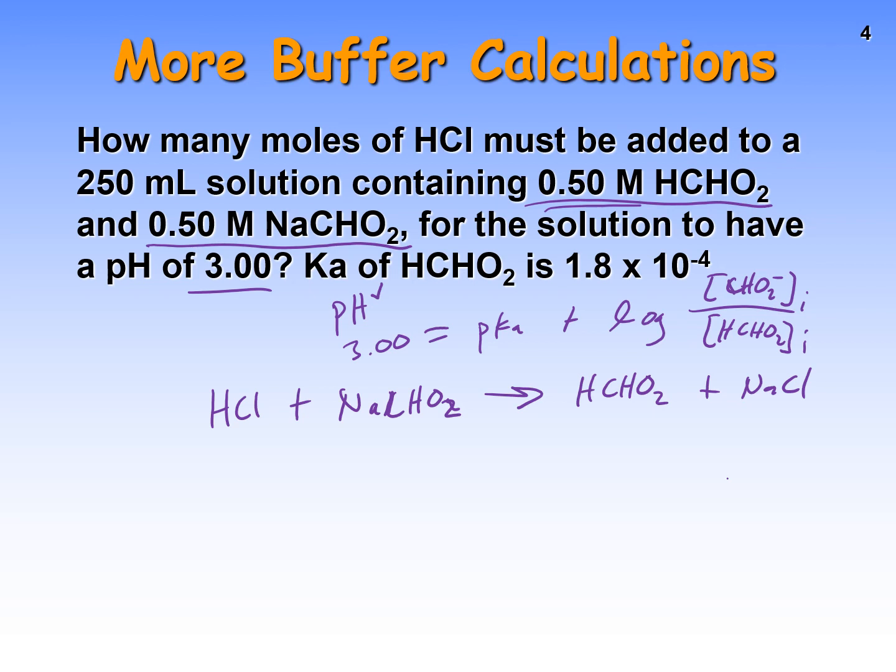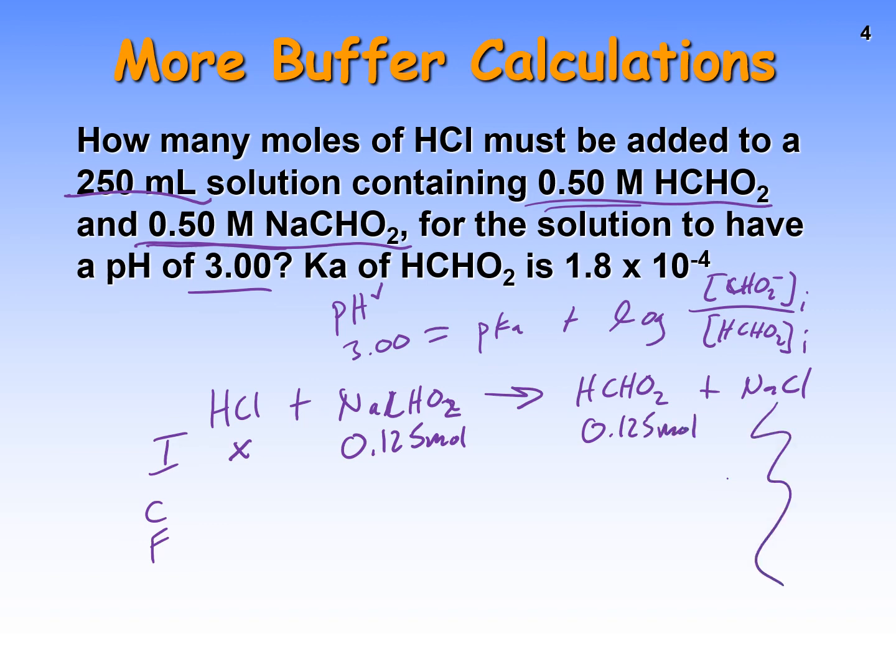Now, if we do our ICF table, I don't know how many moles of HCl I'm putting in here. I do have the ability to calculate how many moles of sodium formate and formic acid I have in the solution because I have the volume of the solution and the molarity. So let's do those calculations really quick. Hopefully you know how to calculate moles from molarity given volume. And if you don't, just ask me in a discussion session or, you know, an email.